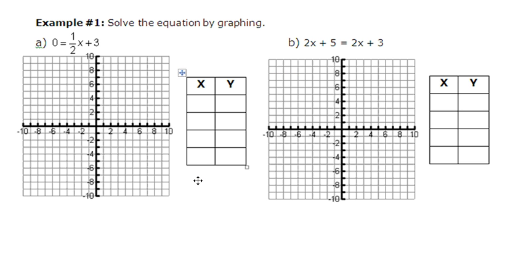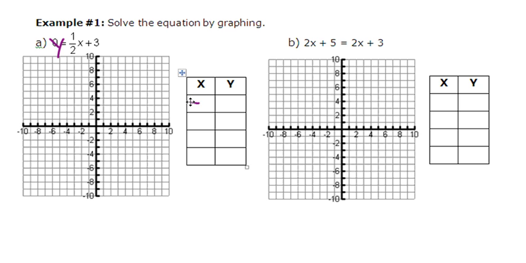So the first example, example A, notice that it already has all of our terms on the right side. So there's 0 equals 1/2 x plus 3. I'm going to graph it like I did yesterday, and just think of the 0 as a y equals. I'm going to pick some values of x. Since I have a fraction, whatever the denominator is tells me what I should go by so that I don't have to deal with decimals. So since it's a half, the 2, I'm going to go up by 2's.